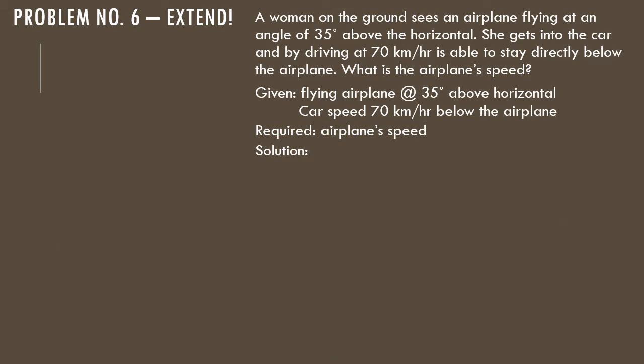Next problem: a woman on the ground sees an airplane flying at an angle of 35 degrees above horizontal. She gets into the car and by driving at 70 km per hour is able to stay directly below the airplane. What is the airplane's speed? Our given are the flying airplane at 35 degrees above horizontal, and the car's speed is 70 km per hour.